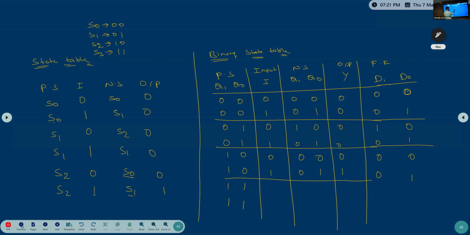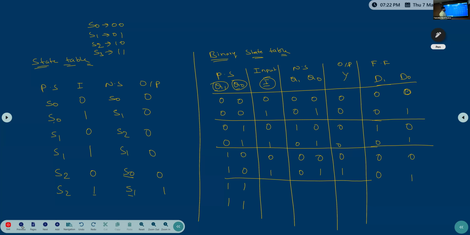So let's implement the K map for D1. For D1, I need to implement the K map. How many variables of K map do I need to write? 1, 2, 3. These are the inputs, right? These three inputs, the K map I need to take. Three variable K map: Q1, Q0, I. Clear?